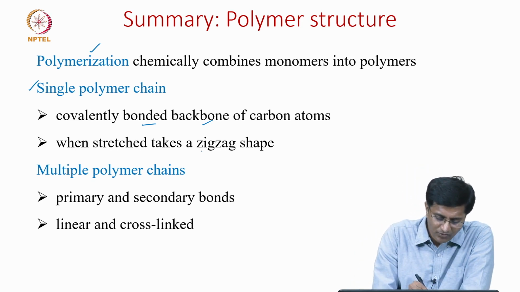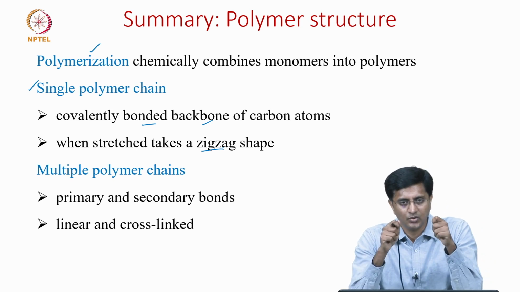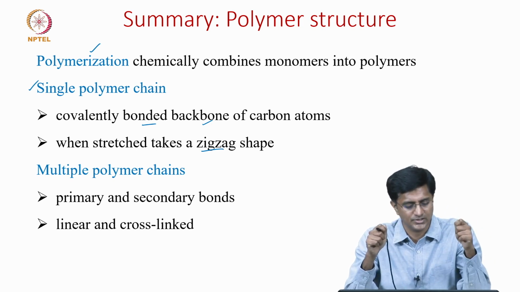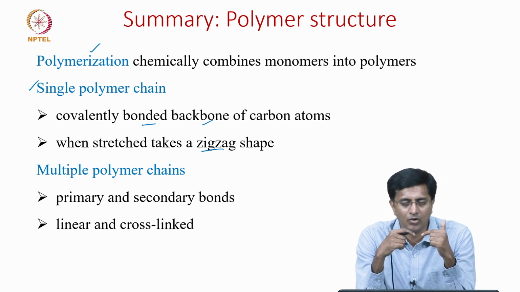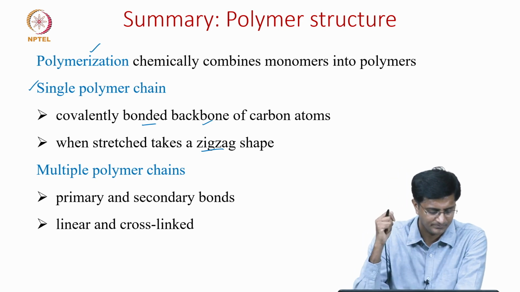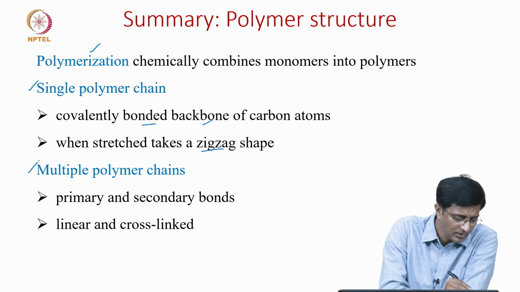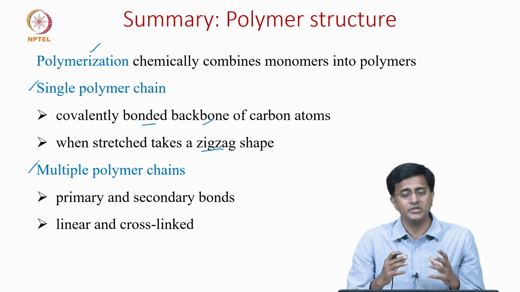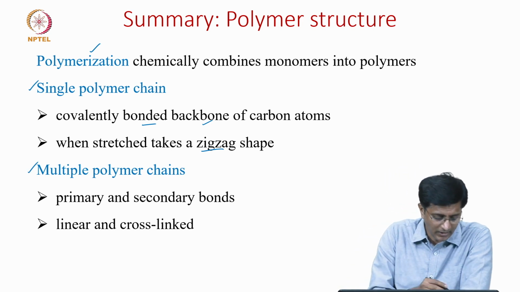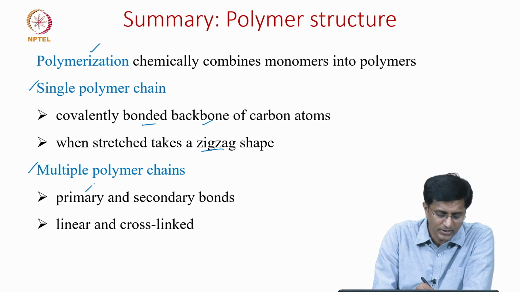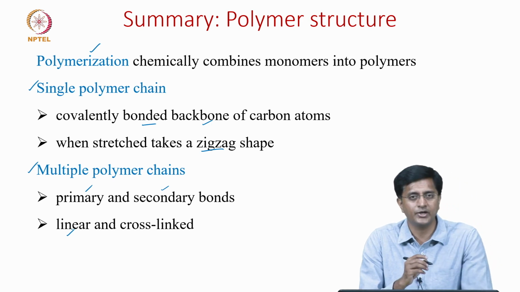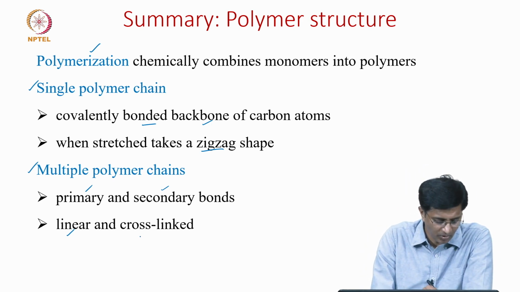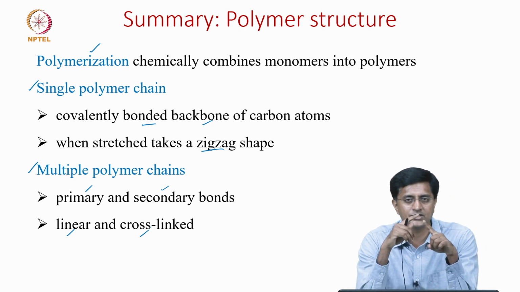And we have also seen why it takes a zigzag shape when we try to hold two ends of the polymer chain and stretch it. That is again because of the angle between two carbon bonds, which is close to 110 degrees. We have also seen how multiple chains coexist. We said they can either have a primary bond between two chains or a secondary bond. Linear polymers are when they have secondary bonds between them, and cross-linked polymers are those where there is a primary or a covalent bond between them.